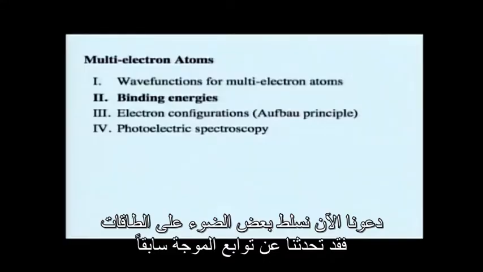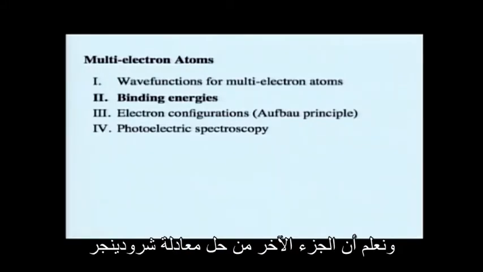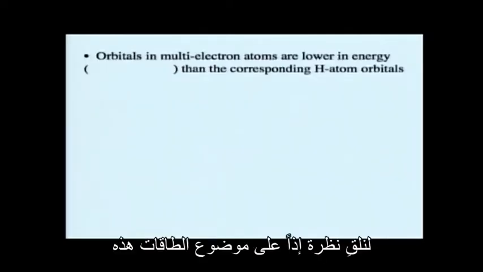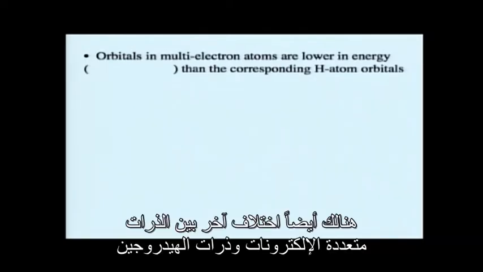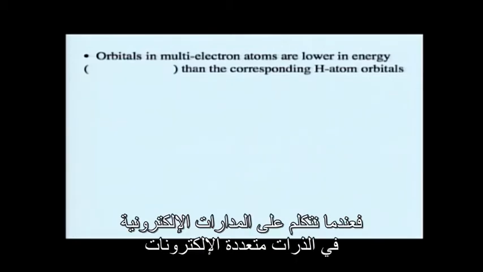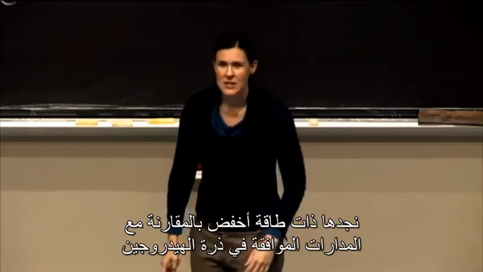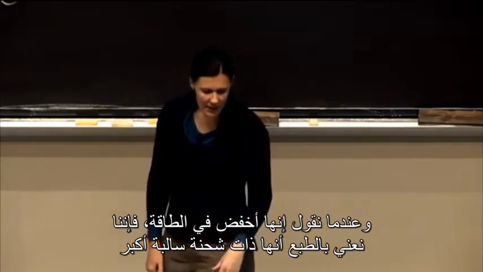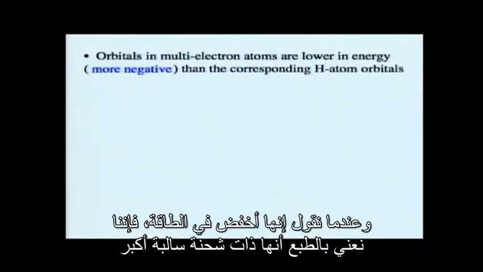So let's now take a look at the energies. We looked at the wave functions. We know the other part of solving the Schrodinger equation is to solve for the binding energy of electrons to the nucleus. So let's take a look at those. And there, again, is another difference between multi-electron atoms and the hydrogen atoms. So when we talk about orbitals in multi-electron atoms, they're actually lower in energy than the corresponding H atom orbitals. And when we say lower in energy, of course, what we mean is more negative.